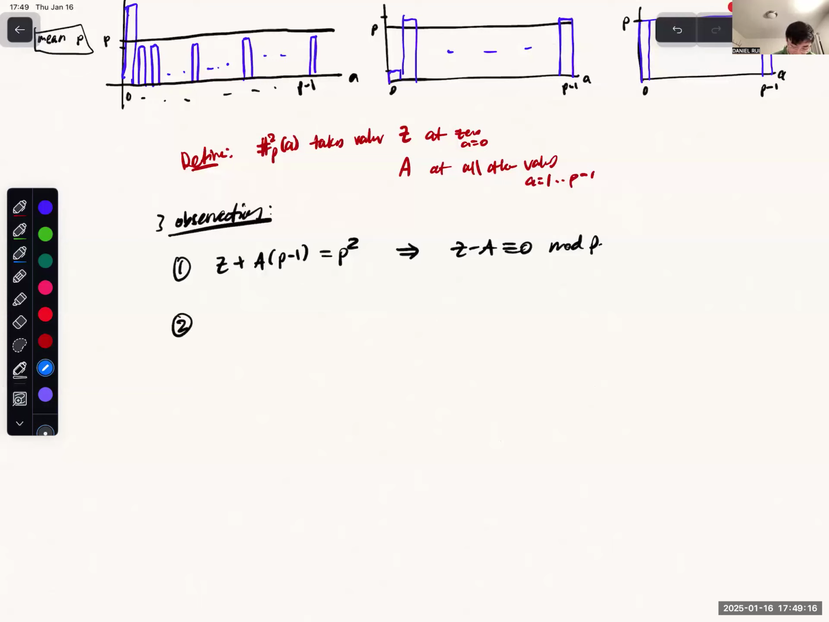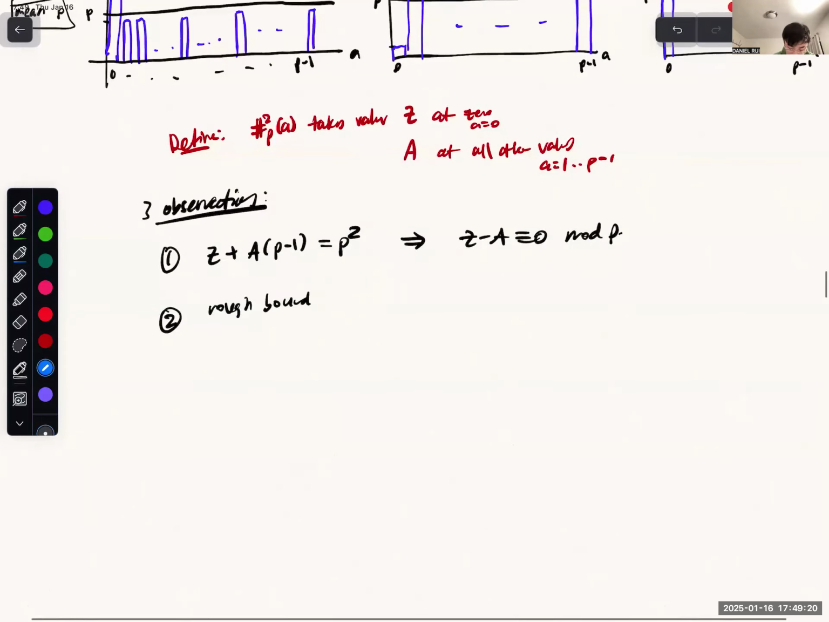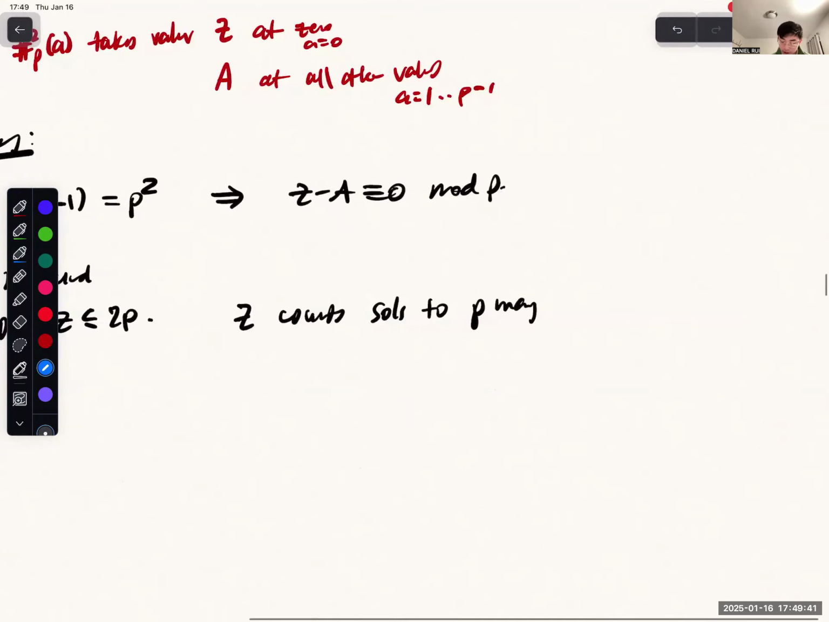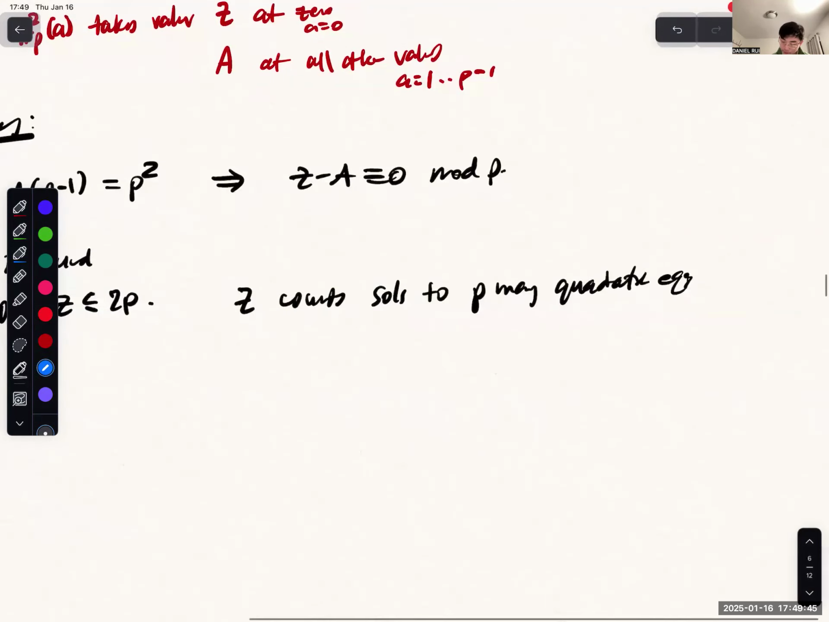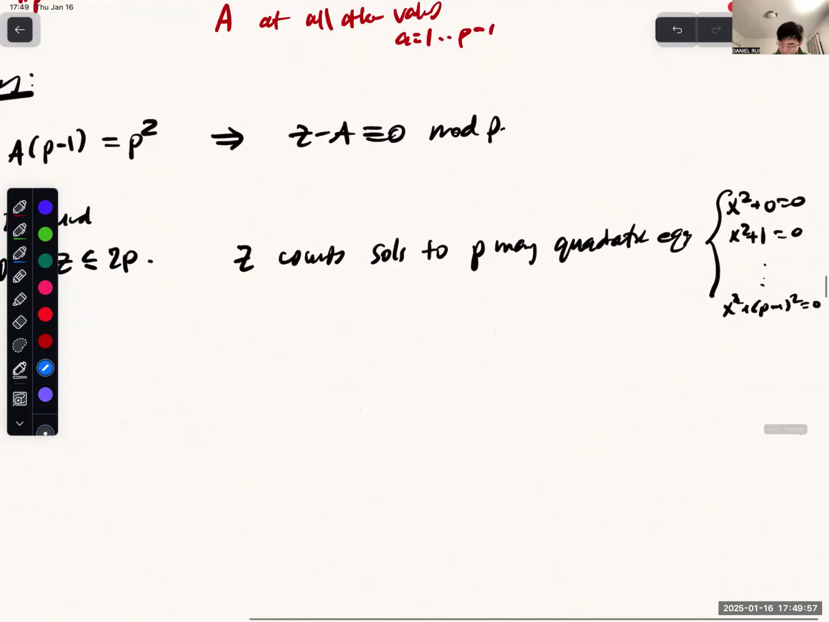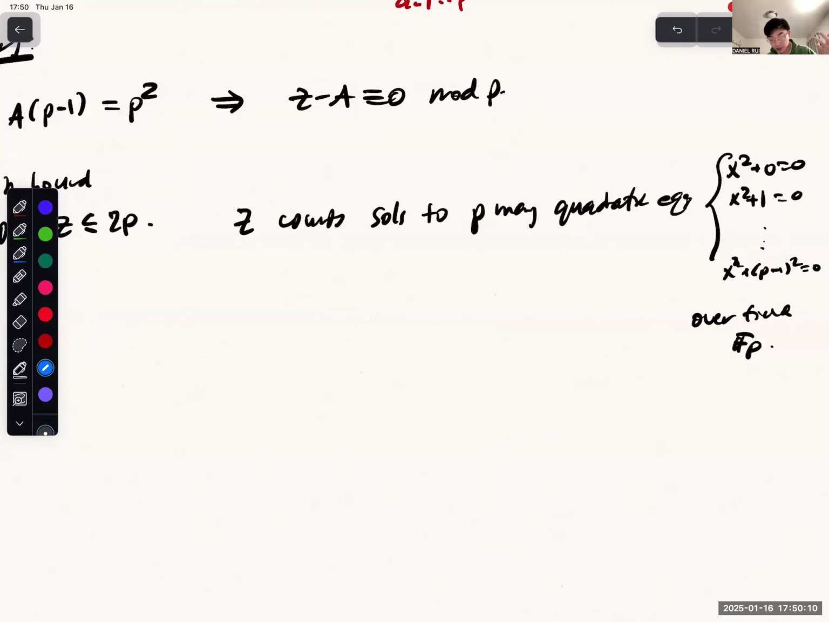The second observation is a very rough bound coming just from algebra. The value of Z must be bounded between 0 and 2 times p. Why is this true? It's true because Z counts the solutions to p many quadratic equations: x squared plus 0 equals 0, x squared plus 1 equals 0, all the way down to x squared plus (p minus 1) squared equals 0. All of that is mod p, of course, over the field F_p. And a quadratic equation over a field has at most two solutions. If there are p many quadratic equations, then that's a total of at most 2p many solutions.